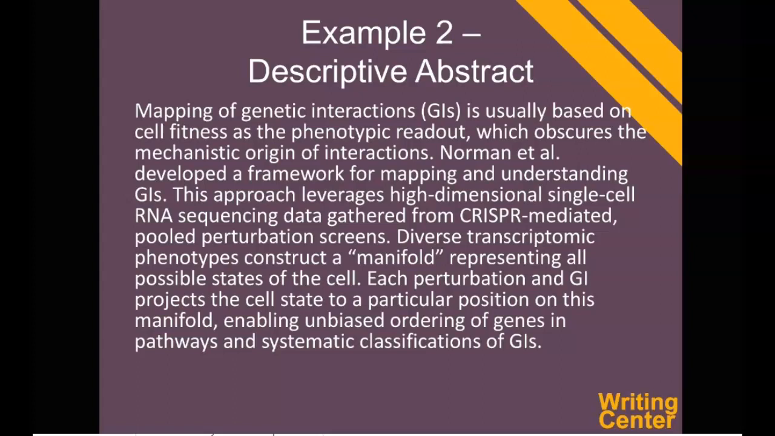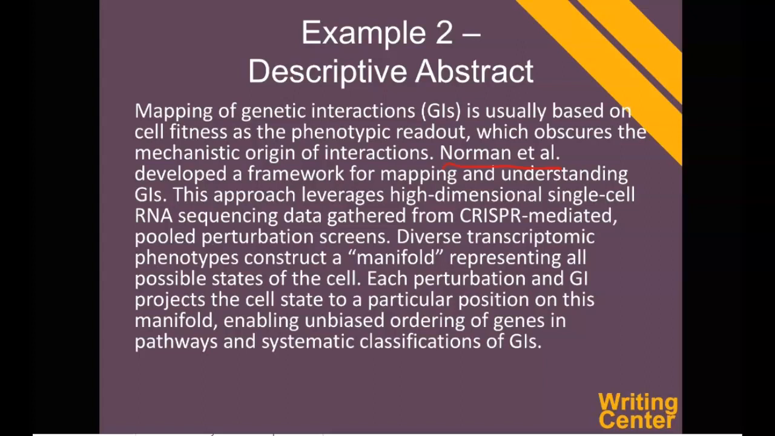So mapping of genetic interactions is usually based on cell fitness. It's the phenotypic readout, which obscures the mechanistic origin of interactions. Norman et al., which are the authors in here, developed a framework for mapping and so on. This is one that's actually fairly short. I think it was maybe 123 words, if I remember correctly.